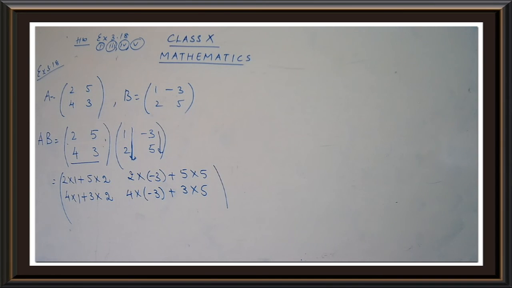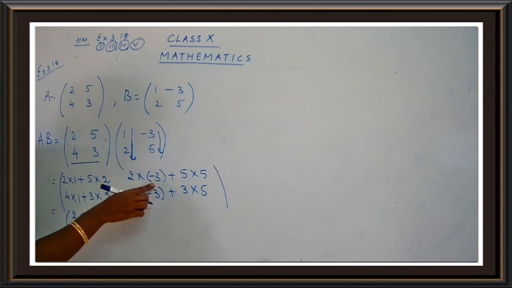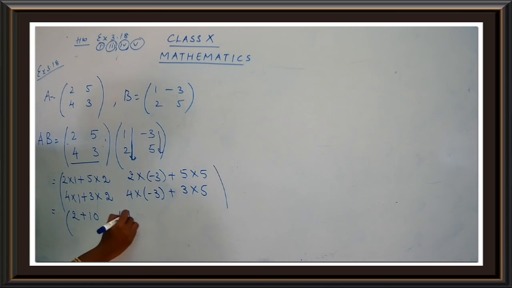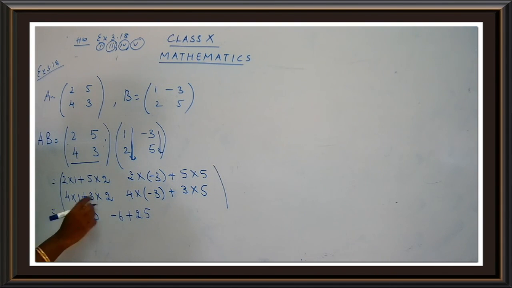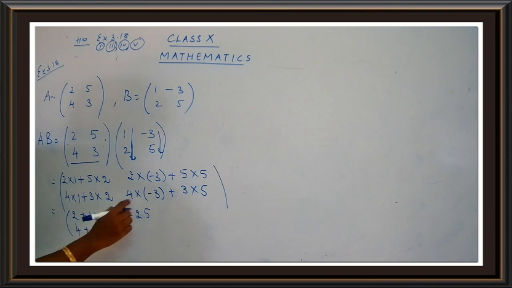Are you clear? Shall we solve it further? So what do you get here? Okay, so this is equal to, I'll just simplify it. 2 ones are 2, 5 twos are 10. 2 into minus 3, minus 6. 5 fives are 25. 4 ones are 4, plus 6. Minus 12, plus 15.